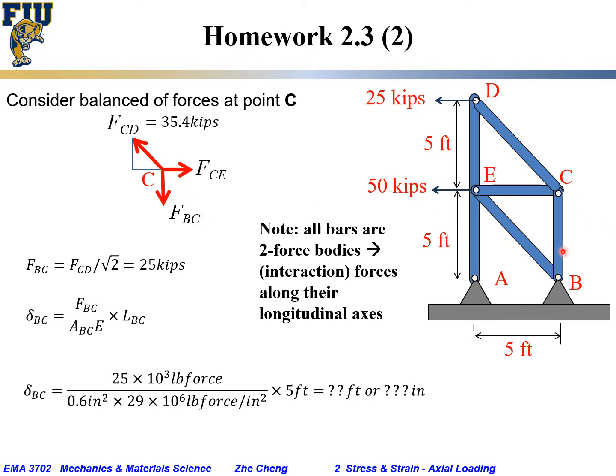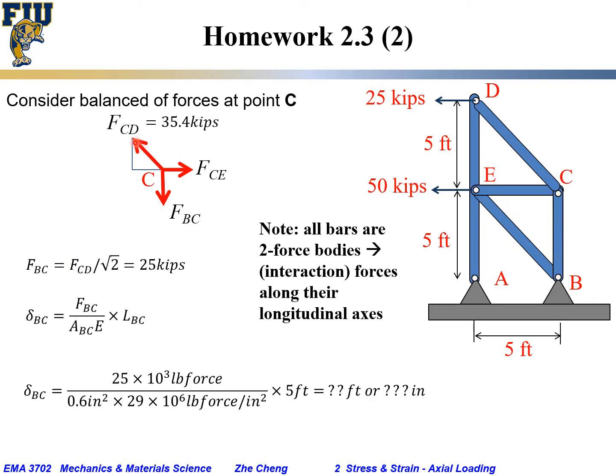Again, we have to remember all these bars are so-called two-force bodies, which means the net forces at the ends are going along the longitudinal axis for each of these bars. So this is what we have for the balance of force at point C. From previously, we already know FCD. So now we want FBC.